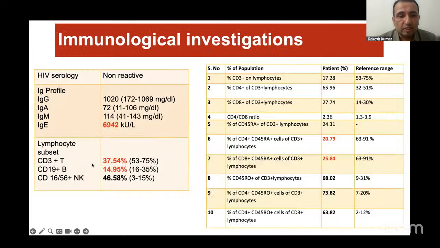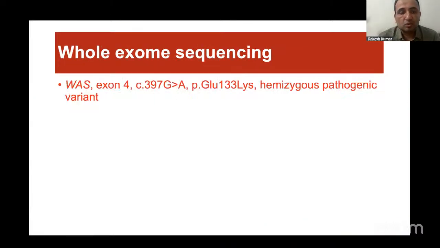So IgE was elevated, and if you see, CD3 positive T cells were reduced, CD19 cells were also reduced. When we performed T cell phenotyping, naive cells, CD45RA cells, were reduced, and memory cells were increased in these patients, which is typically not seen at this age. Whole exome sequencing identified Wiskott-Aldrich syndrome, exon 4 mutation, a hemizygous pathogenic variant. So again, confirming that we can have both autoimmunity, allergy, and infections in one child, which should be investigated further.